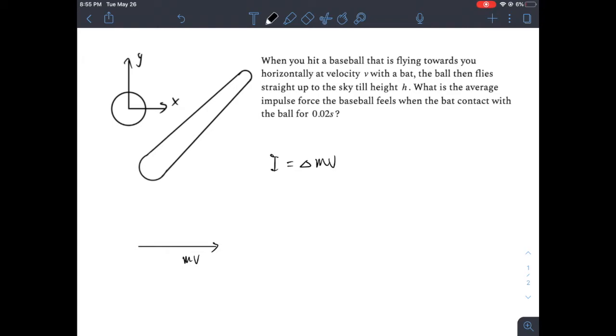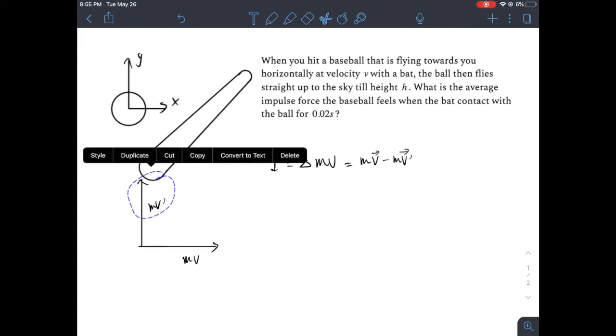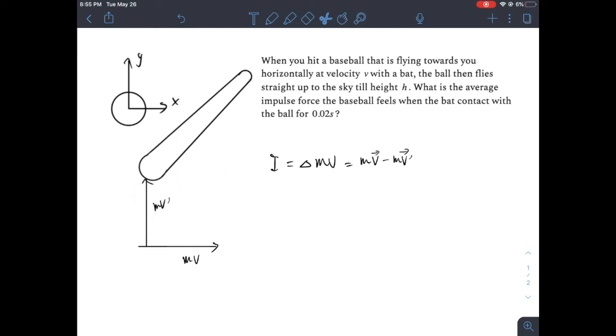When the ball is moving towards your bat, it's moving with momentum mv. Then after it hits your bat, it changes direction and goes up with another momentum called mv prime. So the change in momentum will be mv minus mv prime, the difference between these two vectors.